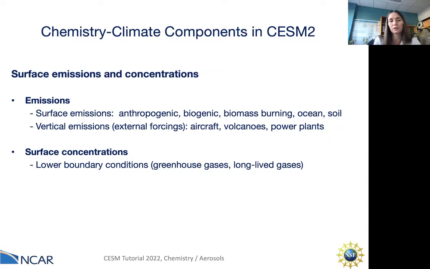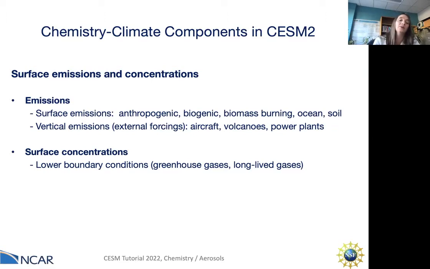You'll learn more about that in the tutorial on Friday. But for surface emissions and concentrations, we divide this into two parts. One is the emissions that are emitted at the surface. This is the anthropogenic, biogenic emissions, biomass burning, ocean and soil, everything that comes from the surface. But then we also have the vertical emissions, and we call them in the model the external forcings. These are things like aircraft emissions that get emitted at a certain altitude, the volcanoes that Mike talked about, power plants as well, that do not emit right at the surface, but at a somewhat higher level.